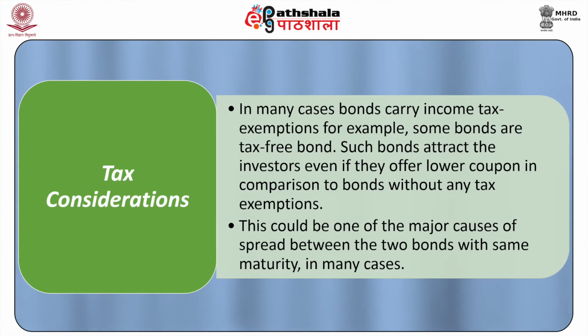Tax considerations. In many cases, bonds carry income tax exemptions. For example, some bonds are tax-free bonds. Such bonds attract investors even if they offer a lower coupon in comparison to bonds without any tax exemptions. This could be one of the major causes of spread between two bonds with the same maturity in many cases.